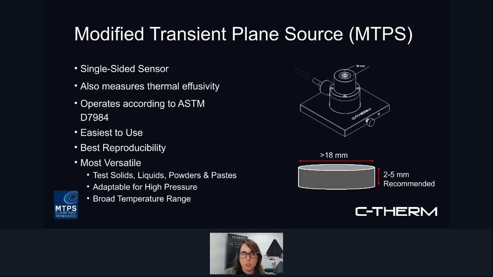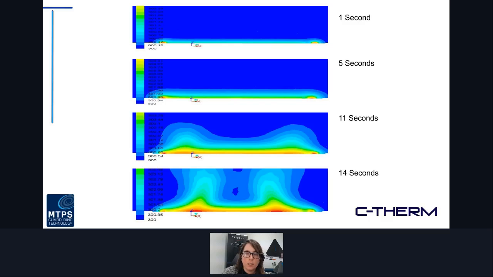So most of the work, actually, I think all of the work I'm talking about today is collected using the modified transient plane source test method. It is the method we recommend on Trident for testing fluids because of the very short test time offered by this sensor of less than 1 second.